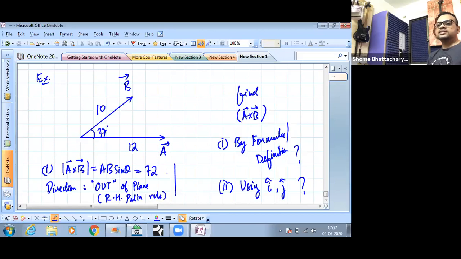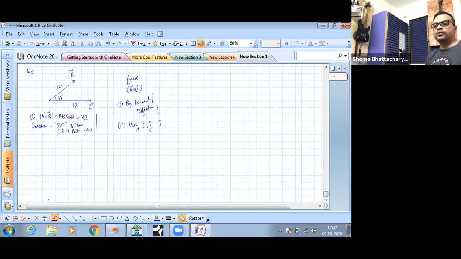Now let's try the same thing by the component method. In the component method, we'll convert A and B to components. For that, we'll define some x-axis and y-axis. Most convenient for us will be to define the x-axis along A and the y-axis perpendicular to it. If I have taken a system like this, then in my system, the vector A will just be 12 I cap, and the vector B will just be 10 cos 37 I cap and 10 sin 37 j cap.